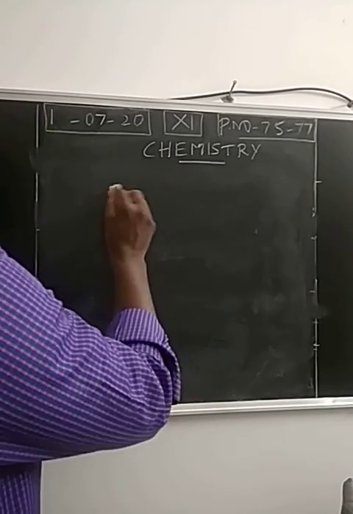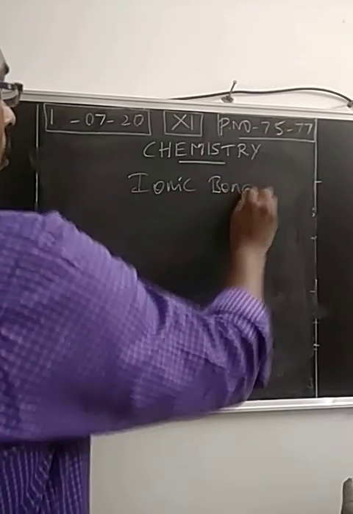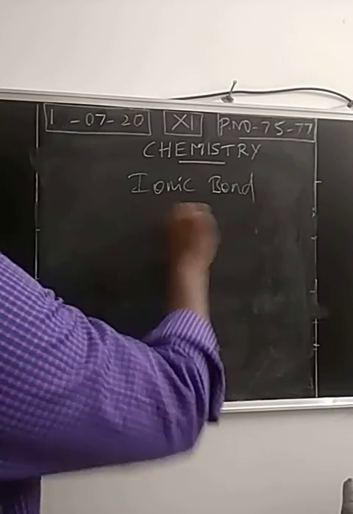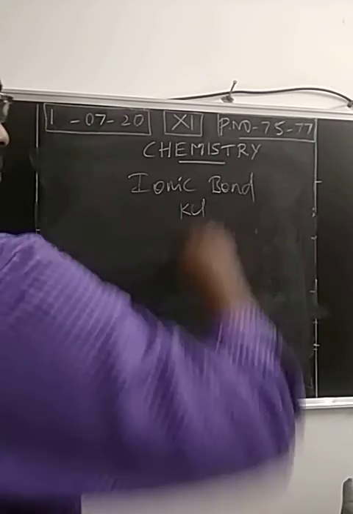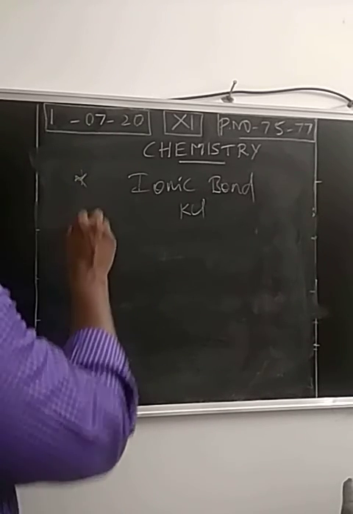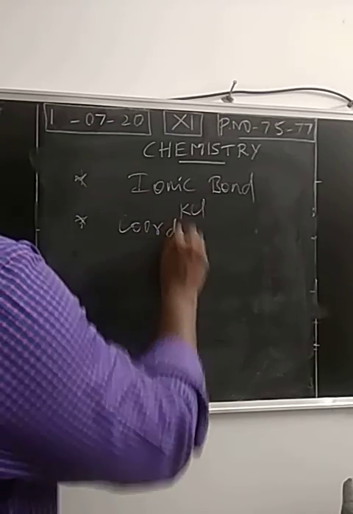So today we have completed ionic bond. We have explained how an ionic bond is formed between K plus and Cl minus in potassium chloride salt. Ionic bond completed. Next one, coordinate covalent bond, or simply coordinate bond.